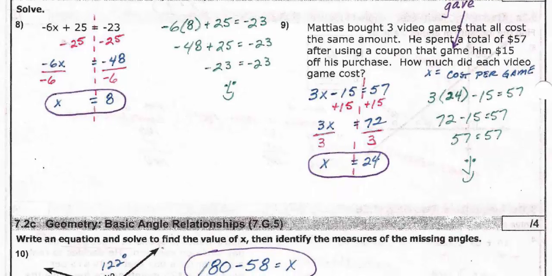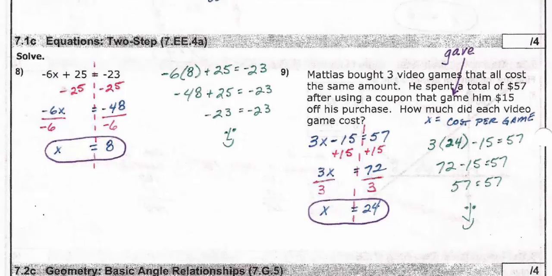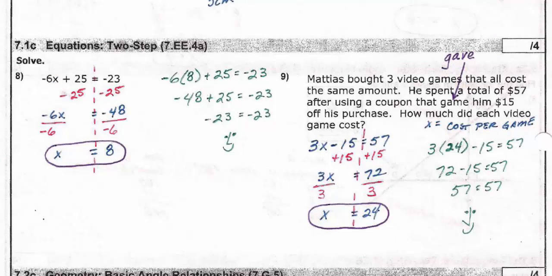Problem number 8. So, problem number 8, we're back to the idea of two-step equations. Step 1 is to get rid of that 25. That's way too dark a highlighter color. I thought I had the green. There we go. Get rid of the 25 by subtracting a 25 from both sides.